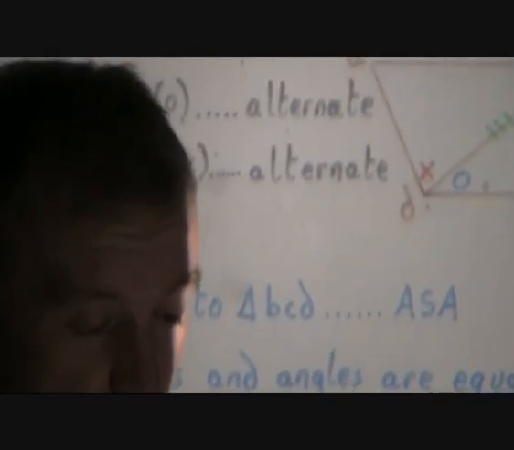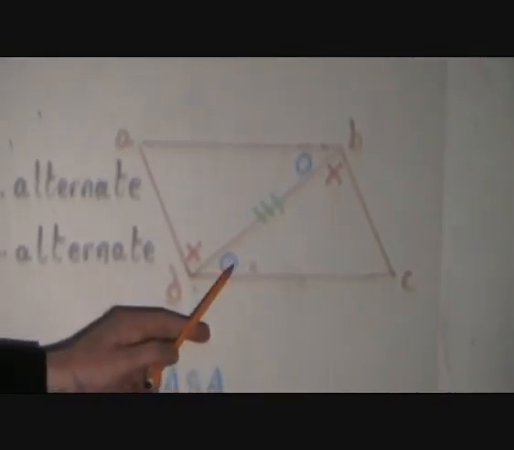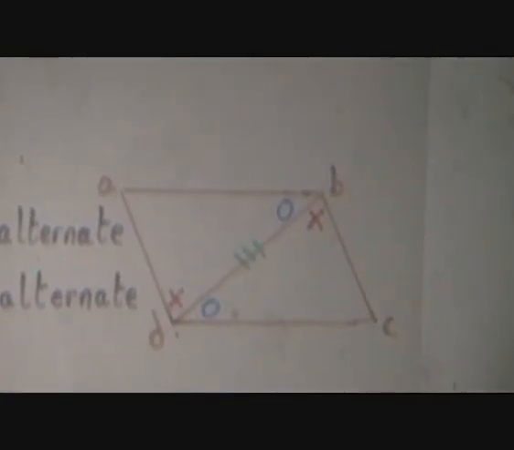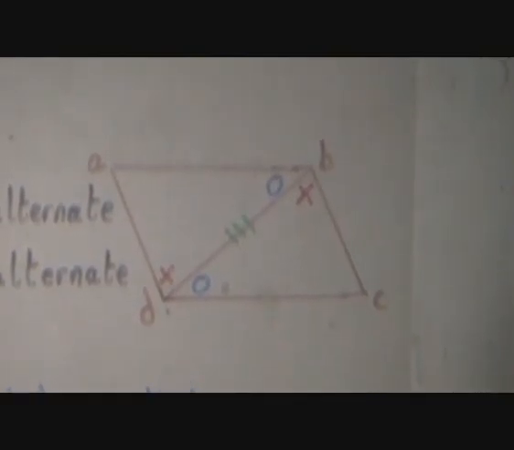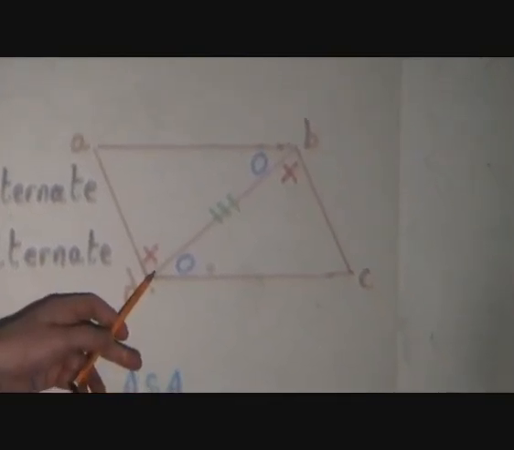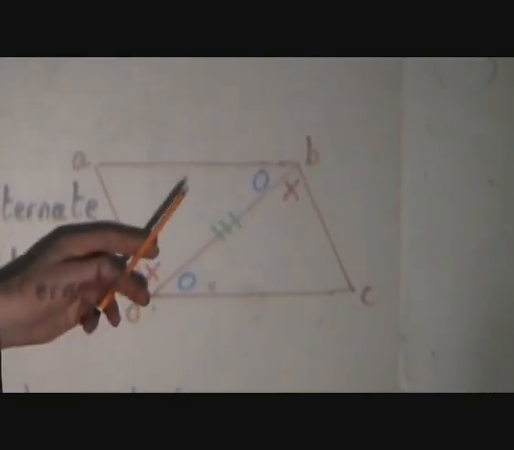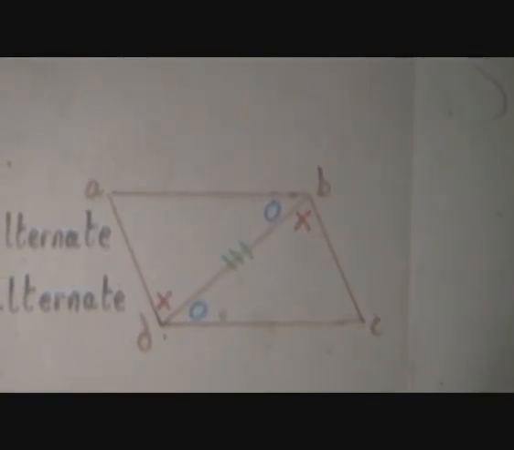So what is our proof? We can say straight away, lads, that the angle ABD and the angle BDC are equal because they're alternate. They're alternate because AB and DC are parallel. BD joins the two parallel lines, therefore we have two alternate angles.